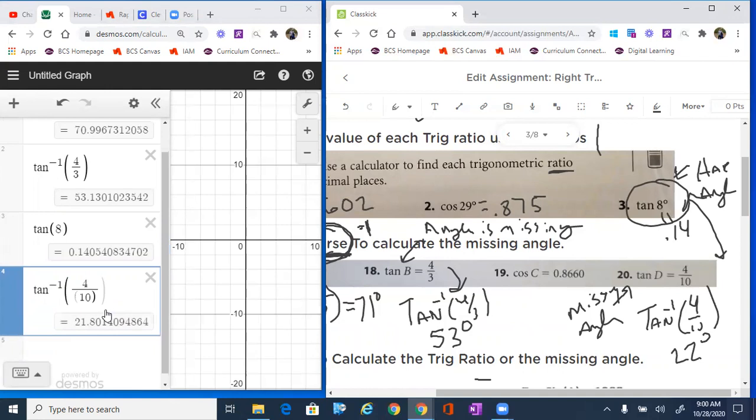You do need to be able to distinguish whether or not you're using basic sine, cosine, or tangent, and distinguish whether you're going to have to find a missing angle and use the inverse in order to solve.